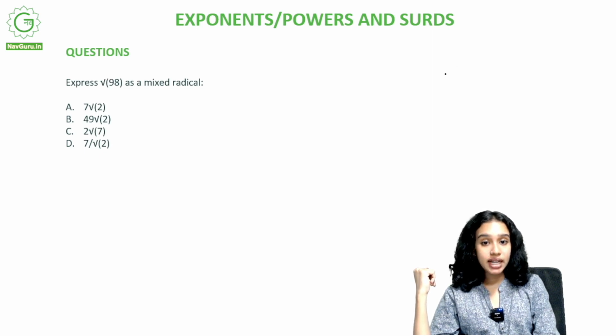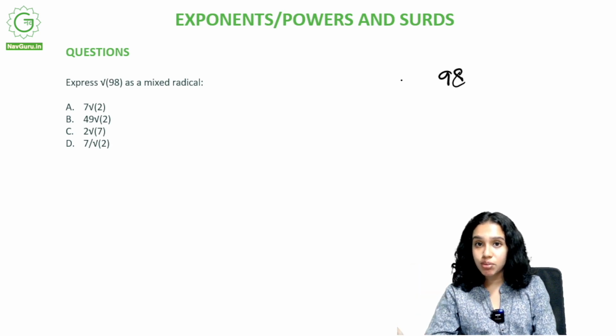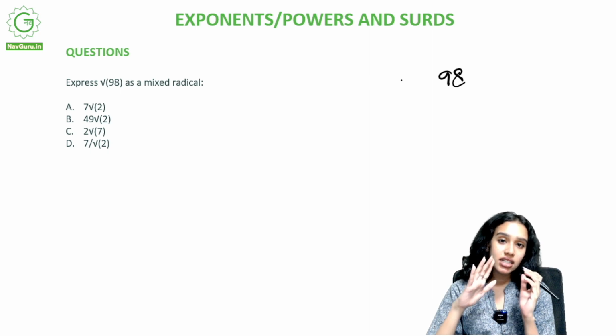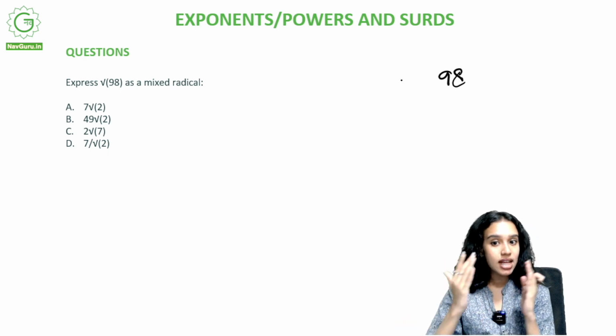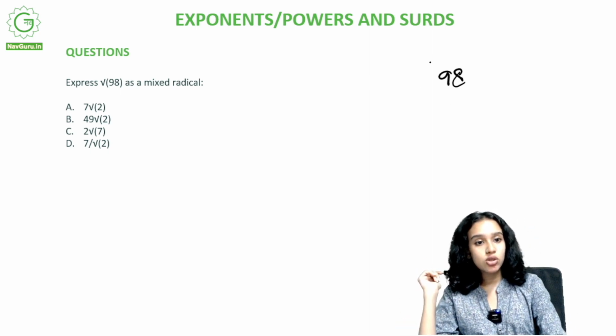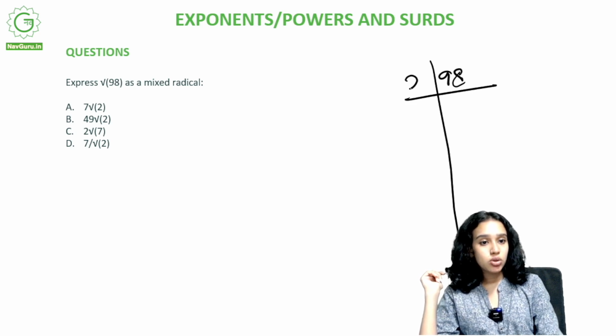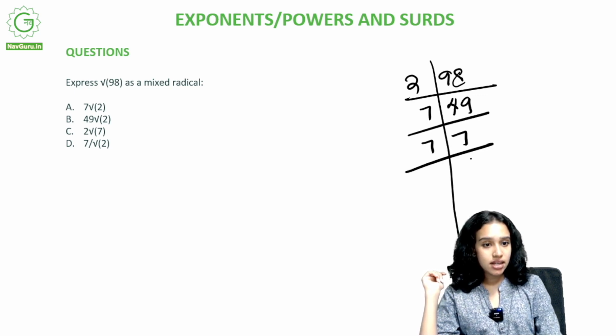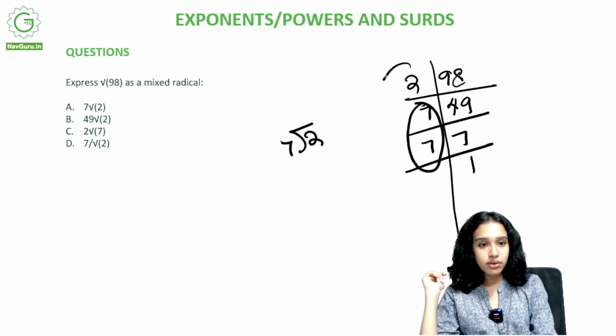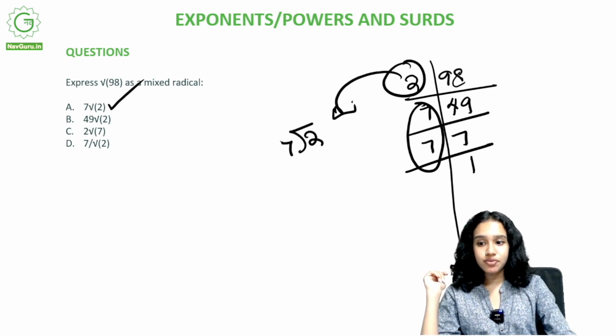Express root of 98 as a mixed radical. That is, it should contain both rational and irrational number. So a mixed radical is a radical which has both rational and irrational parts. Let's do the prime factorization. So 2, 3, 4 2s are 8, 1 8 9, 7, 7, 7 and 1. So we have a pair of 7, so we take 7 and we have only 1 2, so we take it as root 2. So it's 7 root 2.